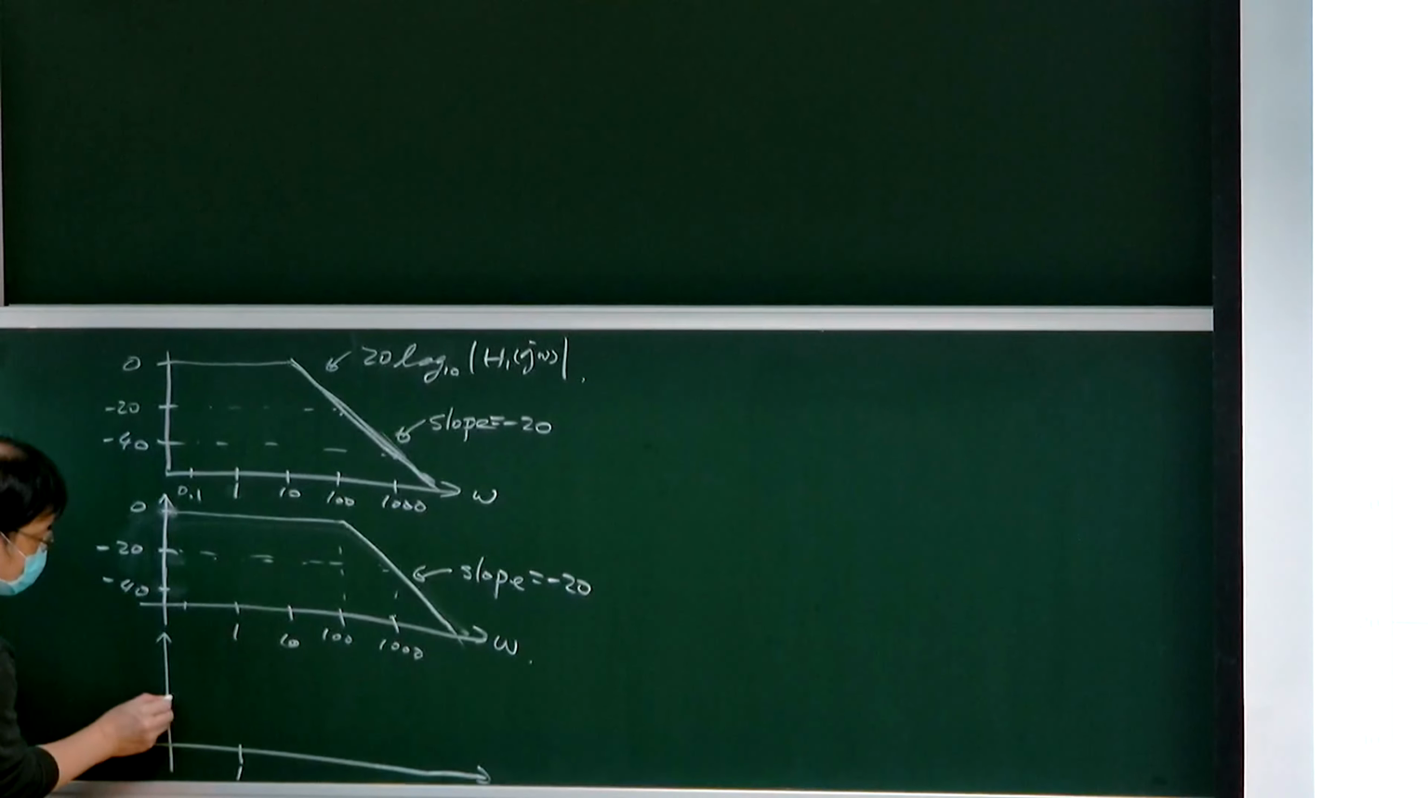So your 20 log 10 of the magnitude of H is equal to 20 log 10 of 1 over 10, which is minus 20, plus 20 log 10 of the magnitude of H1, plus 20 log 10 of the magnitude of H2, minus 20 log 10 of the magnitude of 1 over H3.